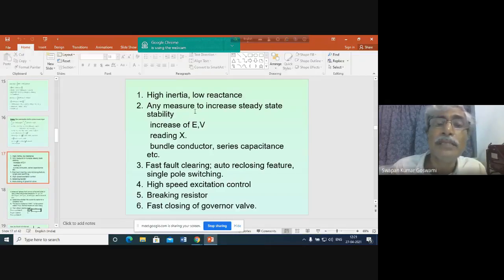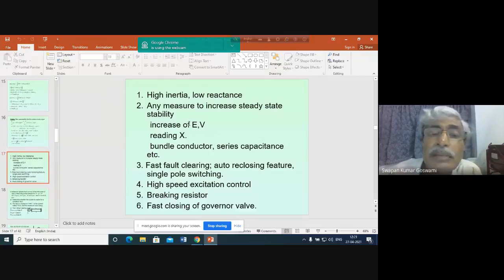Then any measure to increase the steady state stability will help transient stability. Whatever mechanism you may apply for improving the steady state stability, everything will help to improve the transient stability as well. And what are the mechanisms we can apply for improving transient stability? Improving steady state stability means basically improving the peak of the power angle curve. So how can you increase the peak of the power angle curve?